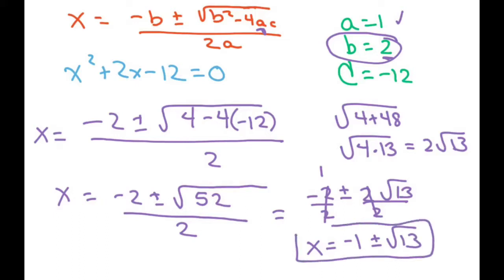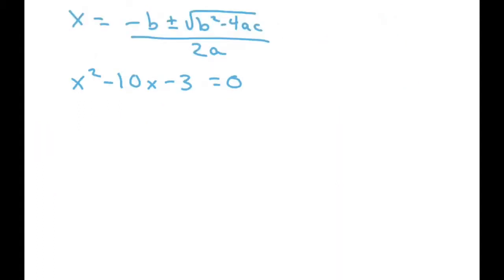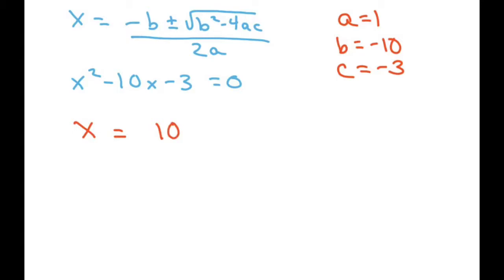So we did that one pretty quickly. All right, next one is here. My a is 1, my b is negative 10, and my c is negative 3. So I'm going to get started. x equals, the opposite of negative 10 is 10. I didn't do the double negatives.